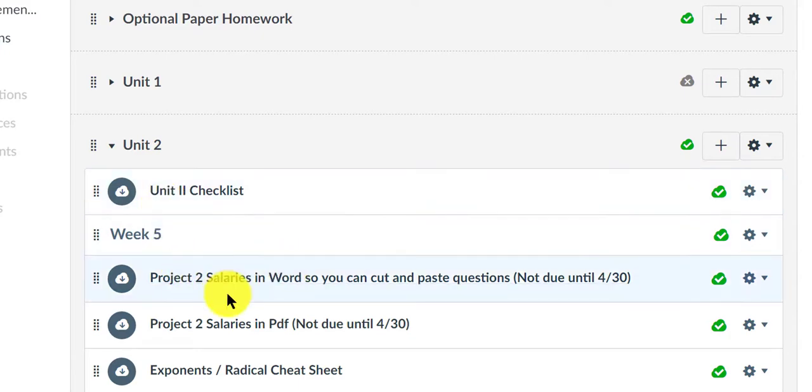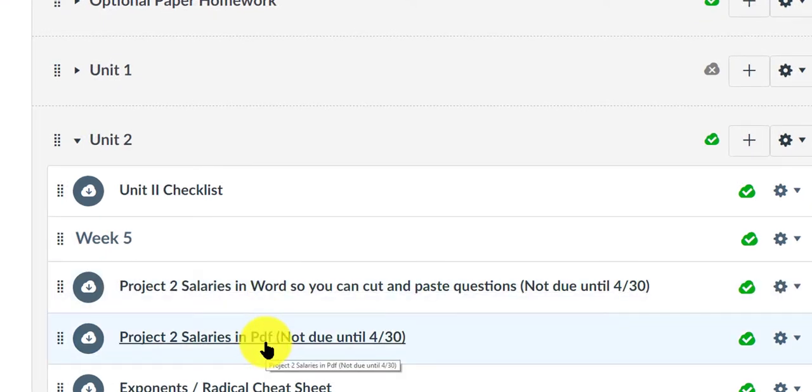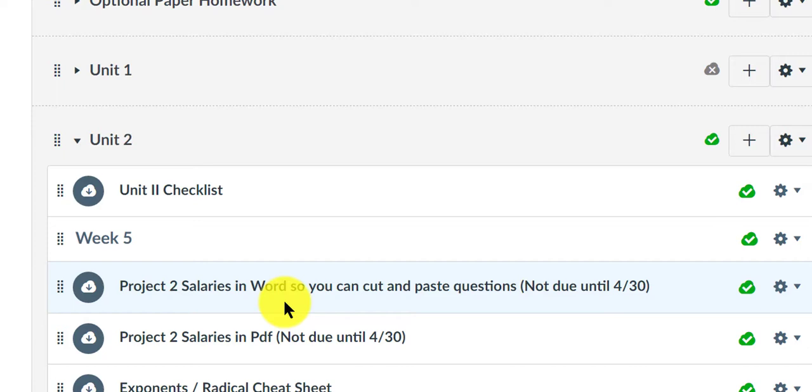Here's our checklist. So I put the project in two types of formats. I did it in Word and PDF. Sometimes the symbols don't come out correctly in Word, depending upon the computer you're using. So I also attached it as a PDF.